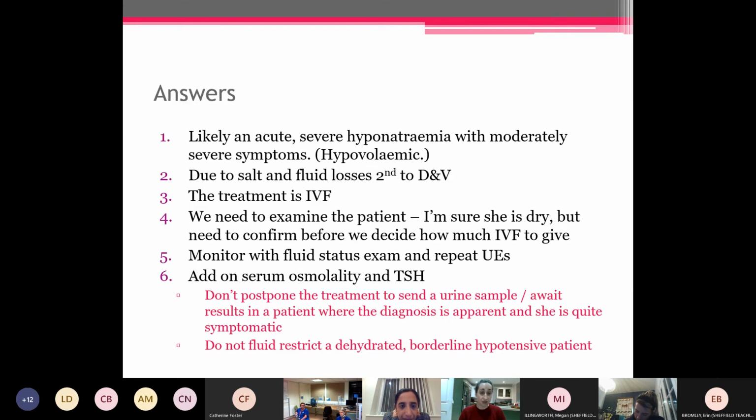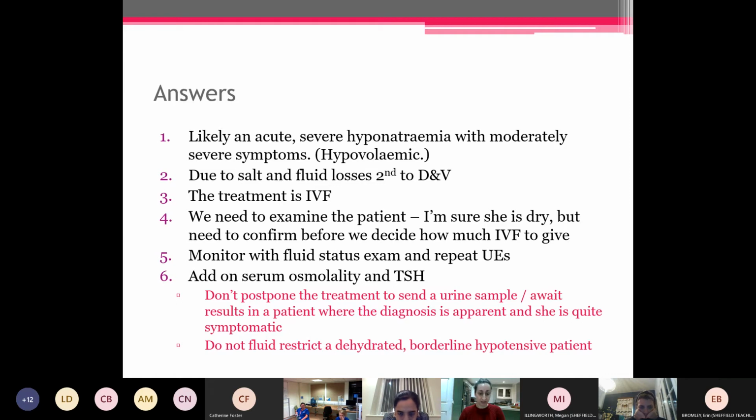I've said likely acute severe hyponatremia with moderately severe symptoms and hypovolemia. She's due to salt and fluid losses secondary to D&V. The treatment is fluids. We need to examine the patient as well. She seems dry, but obviously with regards to the rate of fluids and things like that, we would do an exam. We'd monitor her with repeat U&Es, and after we've given her fluids, repeat the examination.